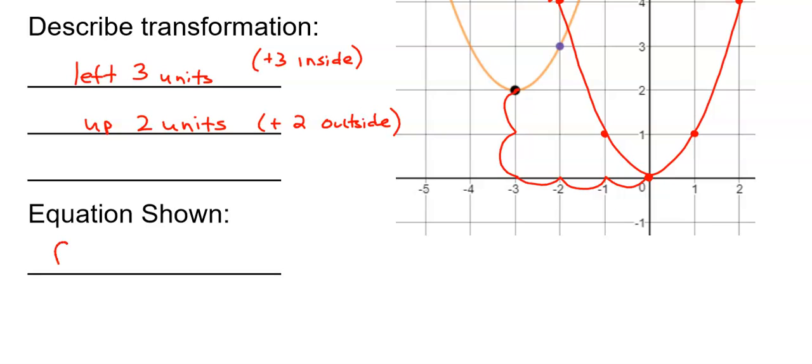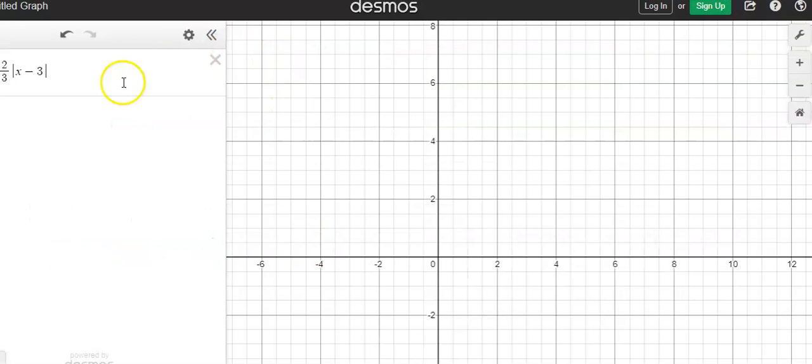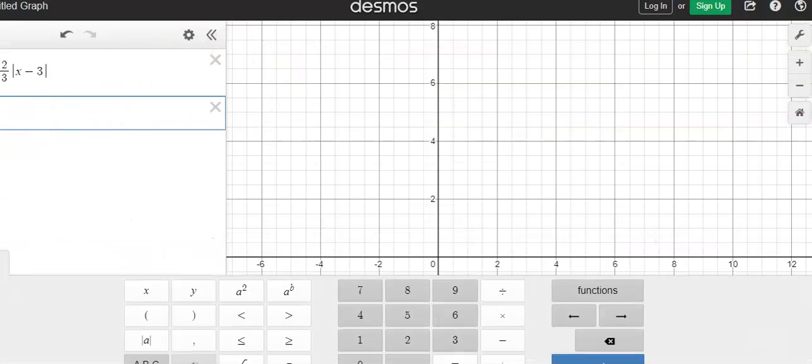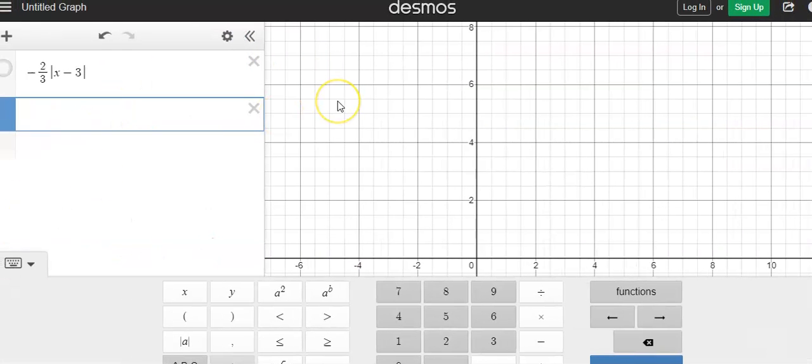So when I write my new equation, I need to create an inside. So x plus 3 on the inside, that gets squared because it's quadratic. And then a plus 2 on the outside. And what you can do here too to check your work is you can just hop on Desmos or any sort of graphing software and just type that in and make sure it looks like what we think it should look like.